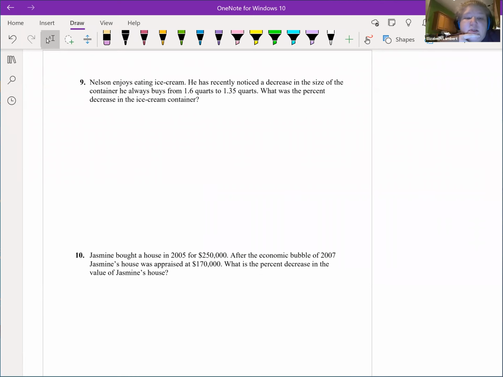All right. So Nelson enjoys eating ice cream. He has recently noticed a decrease in the size of the container he always buys from 1.6 quarts to 1.35 quarts. How dare they? What was the percent decrease in the ice cream container? So percent decrease means our starting amount is larger than our finishing amount. So the original is the start. So that is going to be the 1.6.